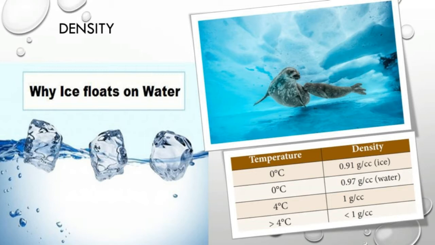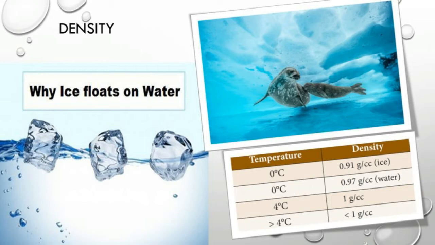The density of water at different temperatures is given in the table. First one, at 0 degrees Celsius, the density of ice is 0.91 gram per cubic centimeter. Then the density of water at 0 degrees Celsius is 0.97 gram per cubic centimeter. This is for water which is at 0 degrees Celsius.